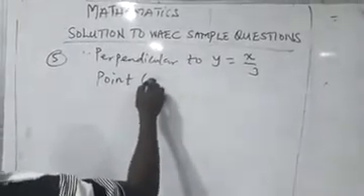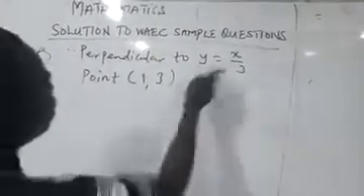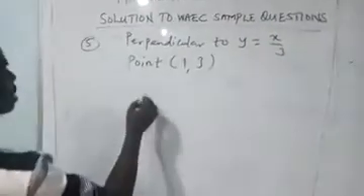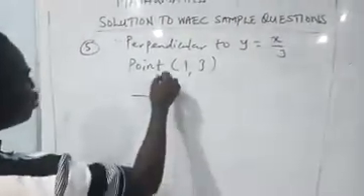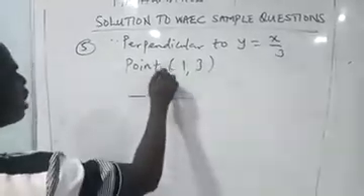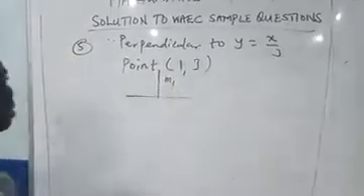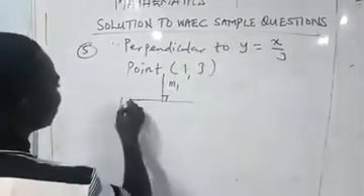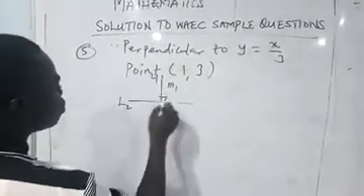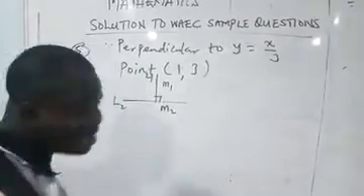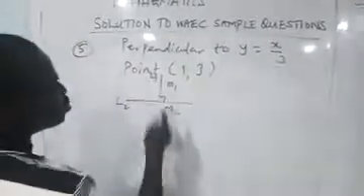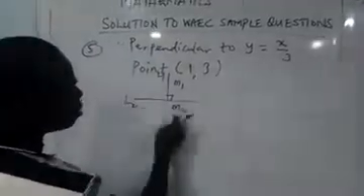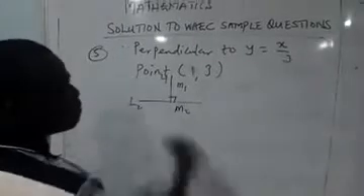We are given points 1, 3. Now this is a coordinate geometry question. There are lines that are perpendicular to each other. When 2 lines are perpendicular, each line must have its own gradient. Let's say this line is line 1, and the second line here is line 2. So every line has its gradient. Take note of that. The first gradient is M1, the second gradient is M2. We are told that they are perpendicular to each other.